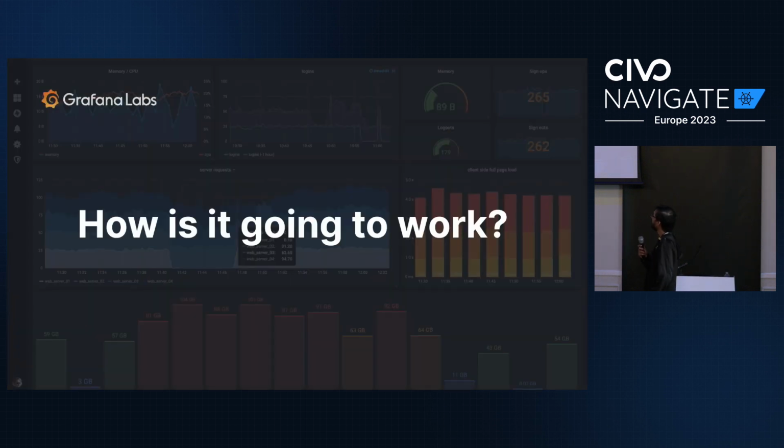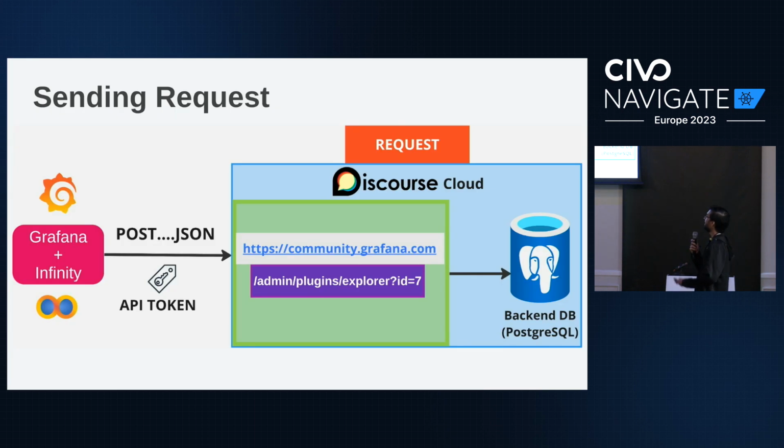And how is it going to work? That's a good question. This is what the flow looks like. On the left, we have Grafana and Infinity. You send a POST request wrapped in JSON with the Discourse API token. And it goes to the Discourse Cloud, where our community forum is hosted. And we are saying, hey, can you give us a result using the Data Explorer plugin for query number 7?